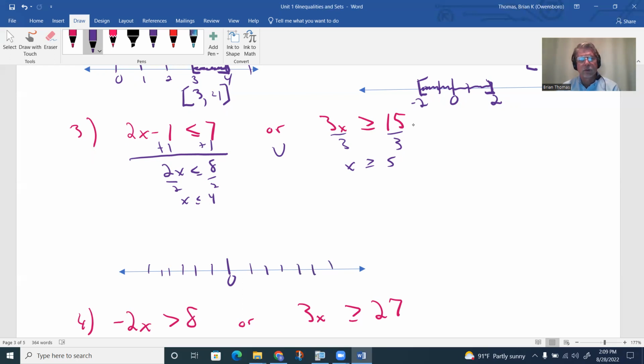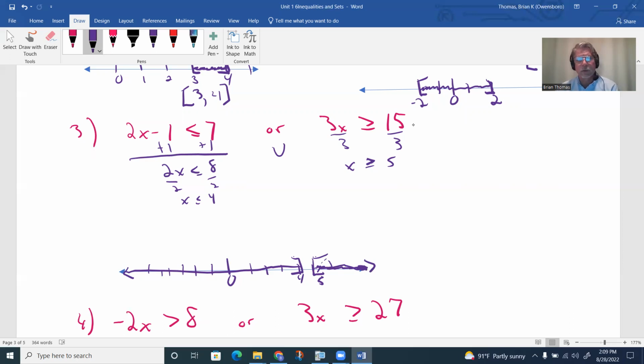So 1, 2, 3, 4 is right there, 5 is right there. Notice how we're less than or equal to 4. Again, 4 is going to be my right boundary, and I'm going to be going left here. And then greater than or equal to 5, the 5 is going to be my left boundary, and I'm going to be shading to the right. Notice again the inequality symbol is pointing to the right. That tells me to shade to the right.